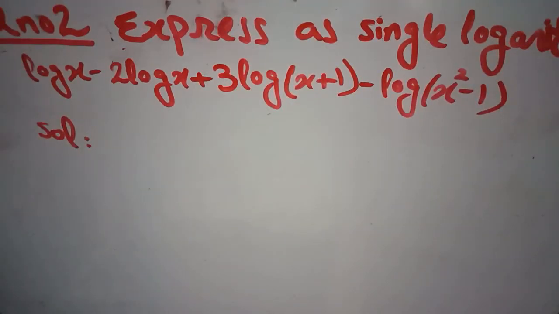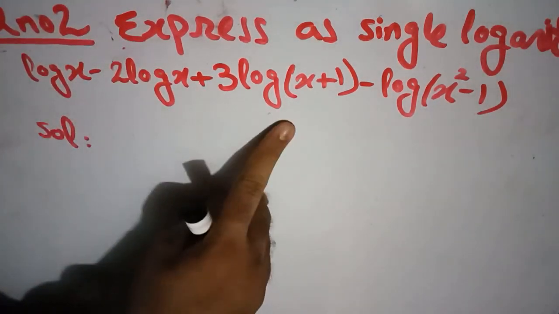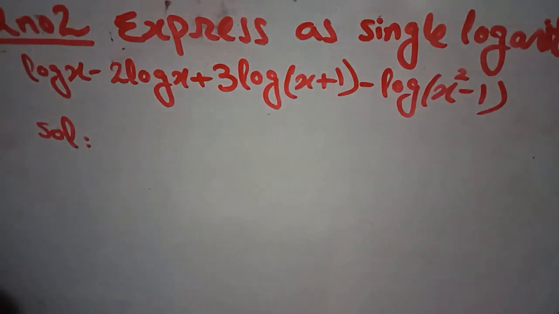Simply in question number 2, you will express the whole term as a single logarithm. Like there is written log x minus 2 log x plus 3 log x into x plus 1 minus log x square minus 1. So you have to write this as a single logarithm. So how will you write it? By using the property of the log.